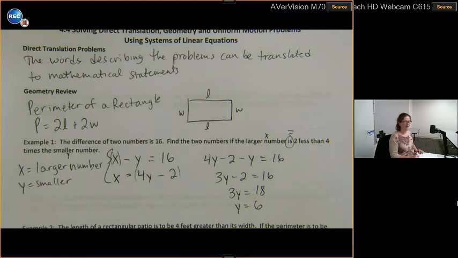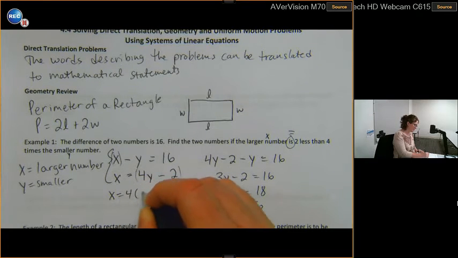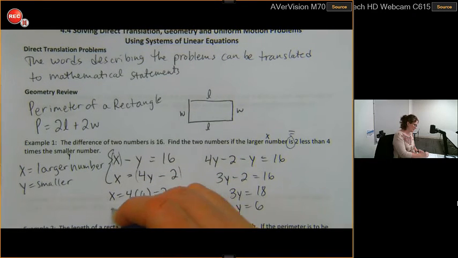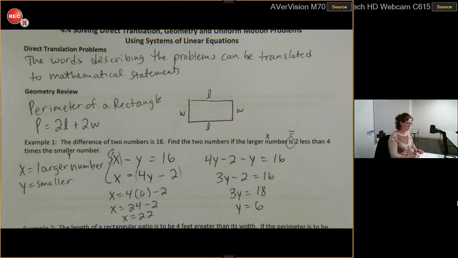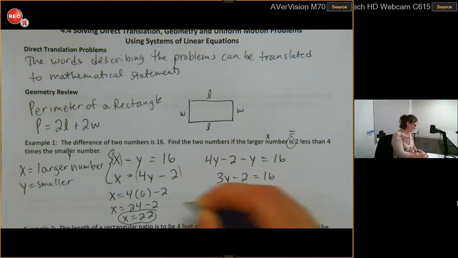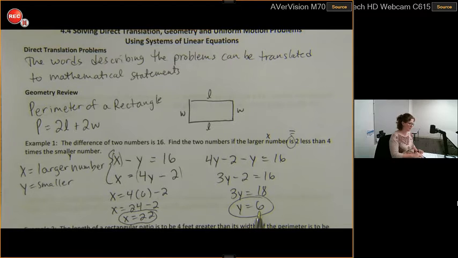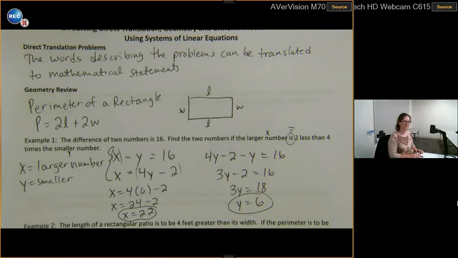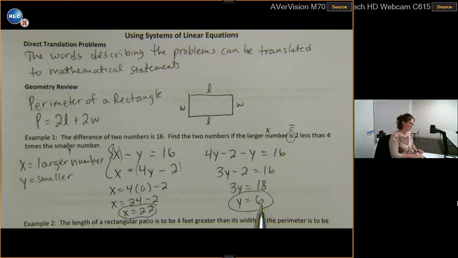And then I have to go back and substitute 6 into one of my original equations to get x. It's 24 minus 2, so x is 22. So what are my numbers? The larger number is 22, and the smaller number is 6. You can verify that this works. If I take 22 minus 6, I get 16. If I take 4 times 6, it's 24. Subtract 2, I get 22.